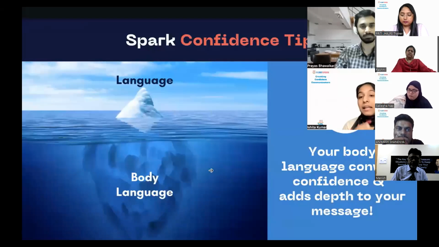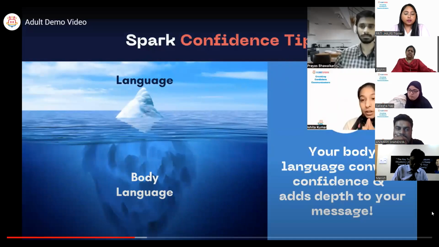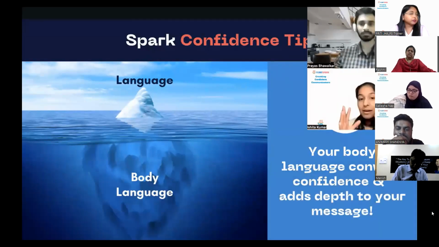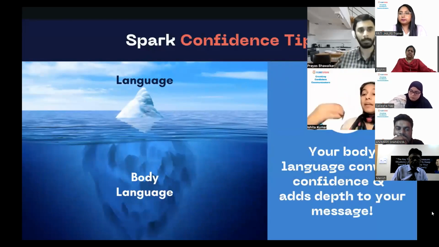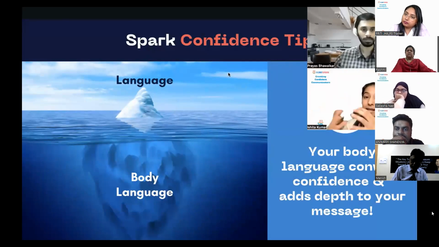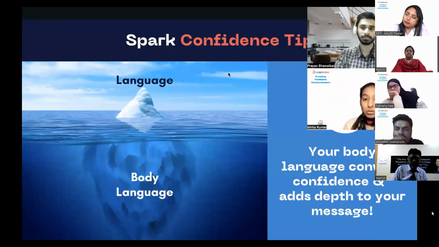And this is exactly today's Spark confidence tip. The language that we are speaking, if we refer to this image over here, that's just the tip of the iceberg. But if we want to really convey our message to someone, what we need is our entire verbal language as well as the non-verbal language, which is actually our body language.